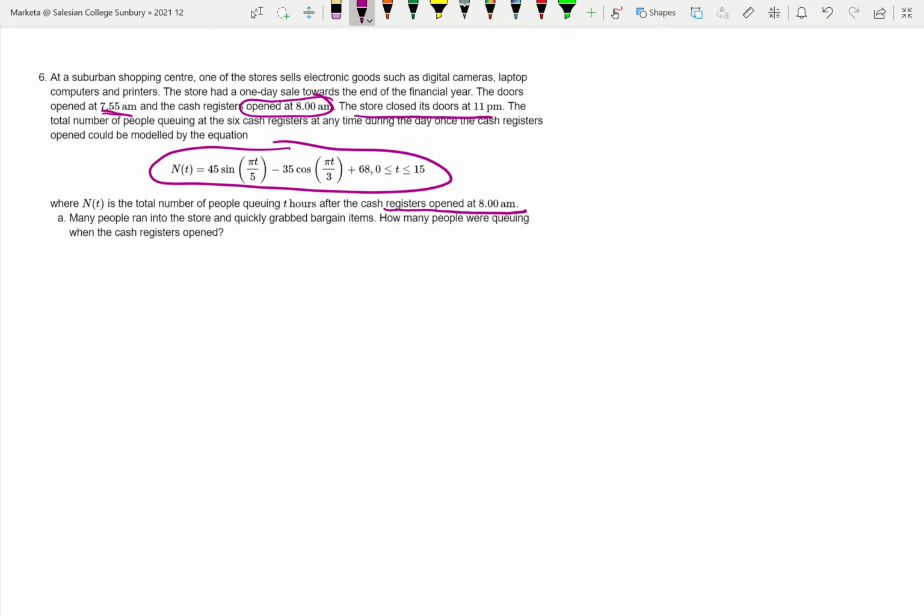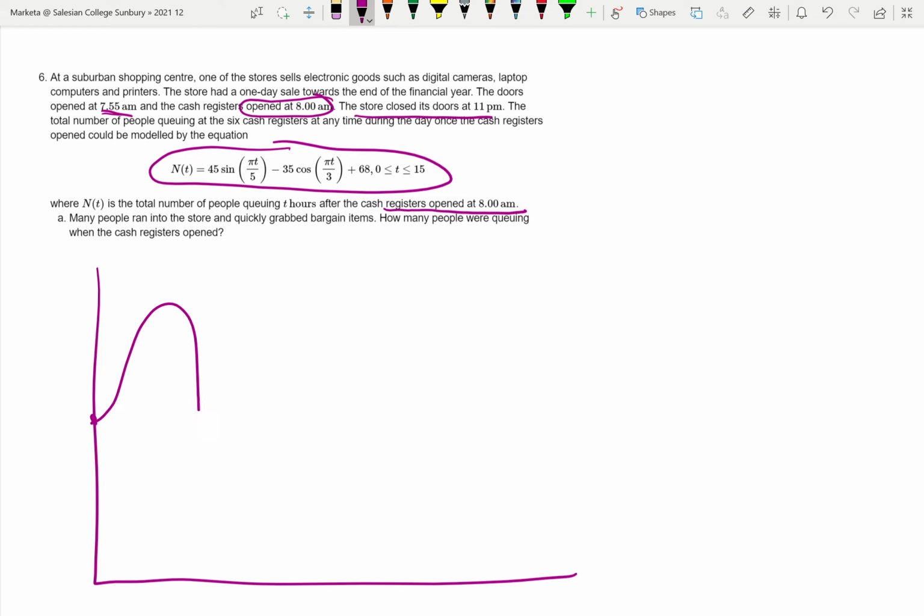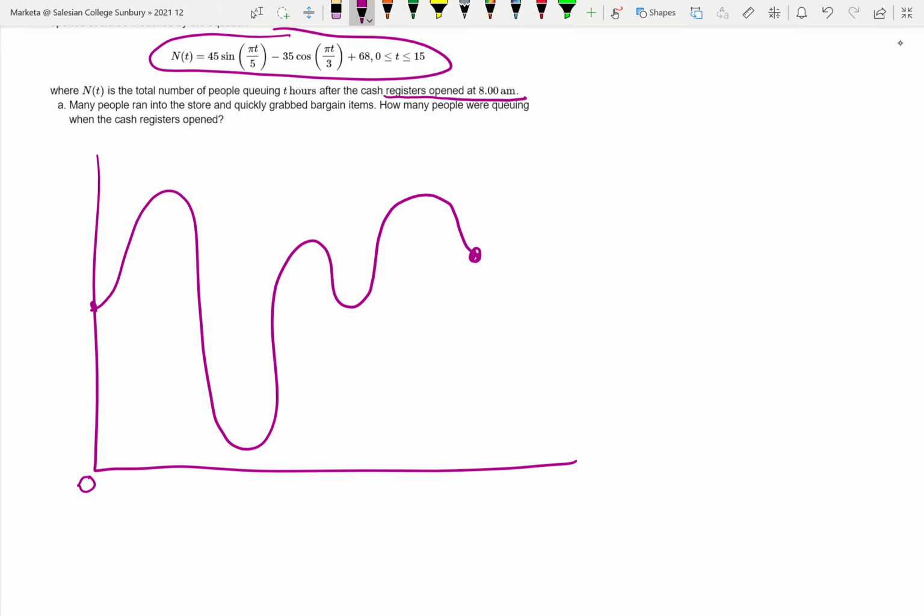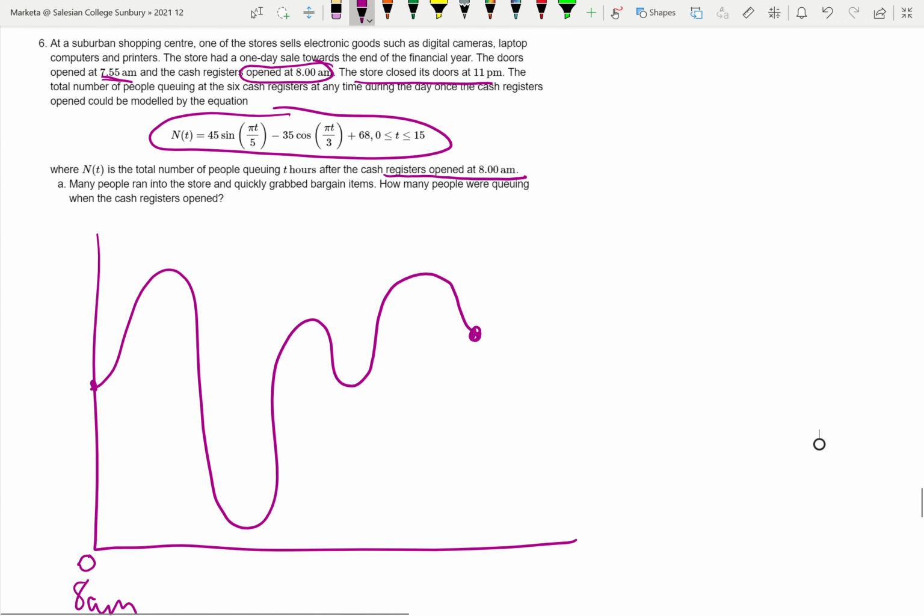So look, what I would do is quickly draw this on CAS, and I would definitely do it on CAS, not by hand. So let's just do that. I'm not going to be able to draw it exactly how it is, but it's something like this. And then we can get an idea of what's happening here. At 0, we know that 0 is 8 a.m. And this is n of t, and this is t.